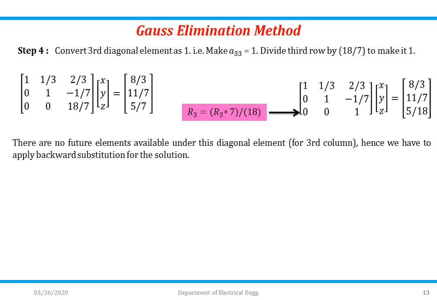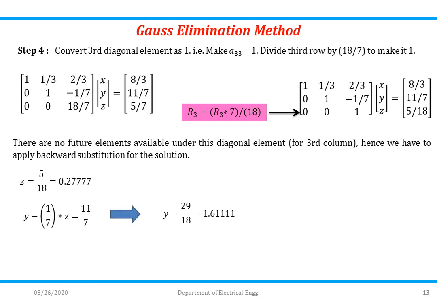Now what do you mean by backward substitution? Here if you observe, I can write the equation as 0 into x plus 0 into y plus 1 into z equals 5 by 18. Now, as 0 into x and 0 into y, nothing will be there. So directly I can write z equals 5 by 18. So 5 by 18 means 0.2777. Next, 0 into x plus 1 into y minus 1 by 7 into z equals 11 by 7. So this is your next equation.